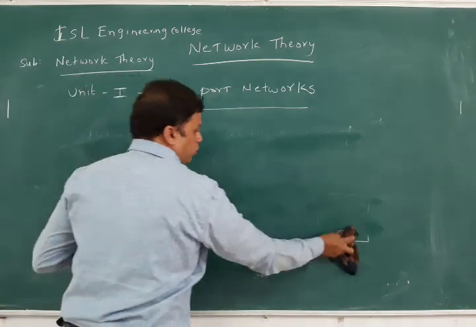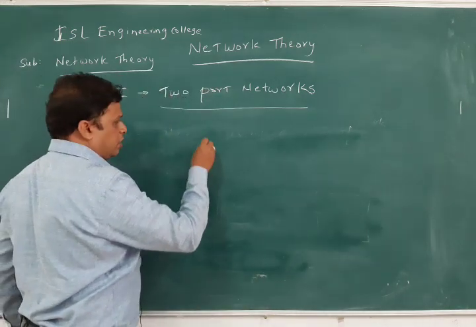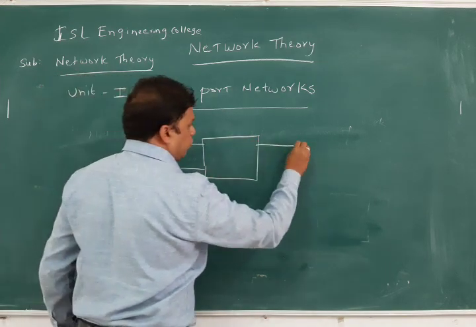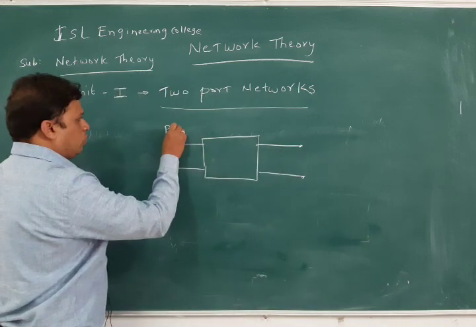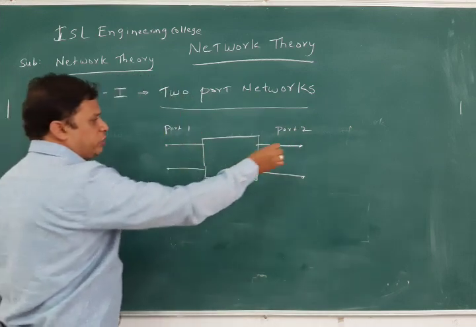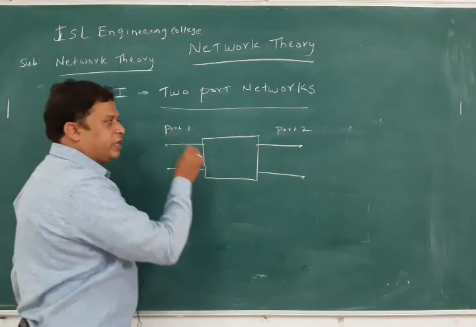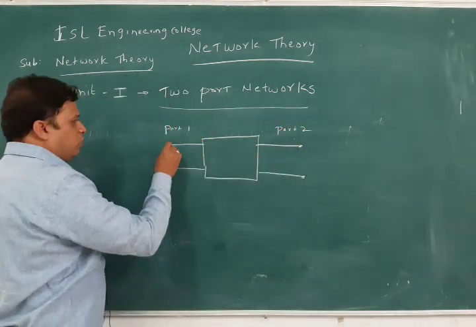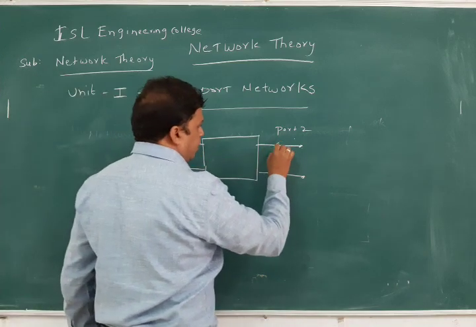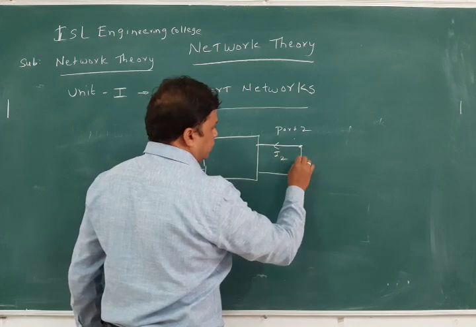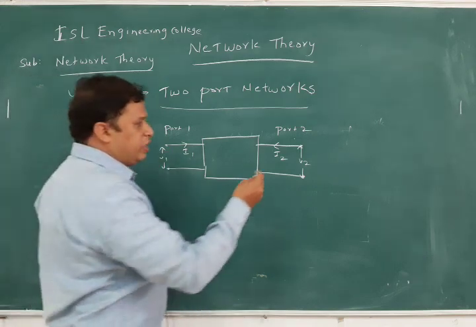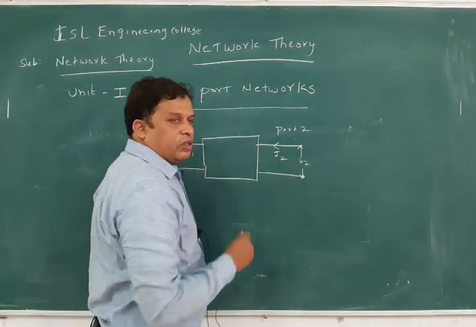So I will show you what a two-port network is. Here it is a two-port network where you have two ports. This is port 1 and this is port 2. Each has two terminals. This is called the input port and this is called the output port. The voltage V1 and current I1 are on the input side, and the voltage V2 and current I2 are on the output side.